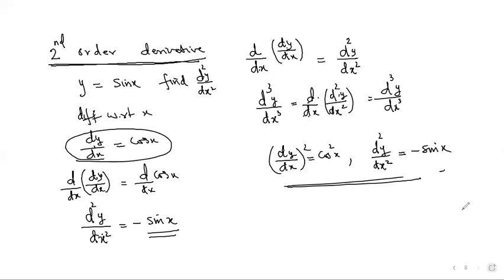Now my question is like this. If x equal to a t square, y equal to 2at, find d2y by dx2. In a parametric function, how will you find the second order derivative? So what will you do first? First, you will find dy by dx.